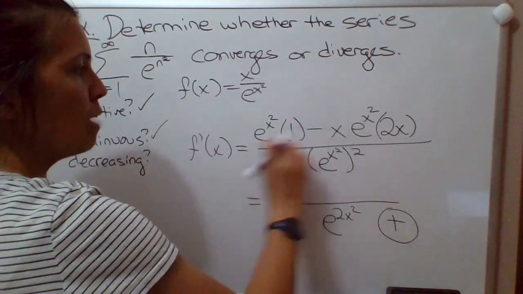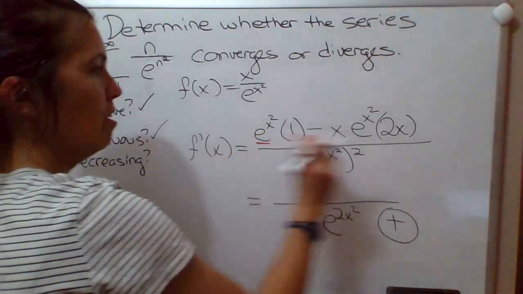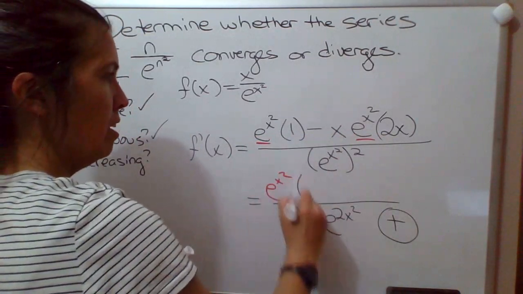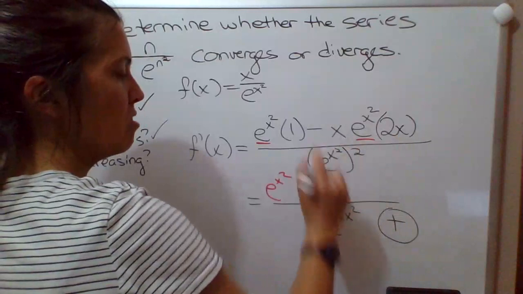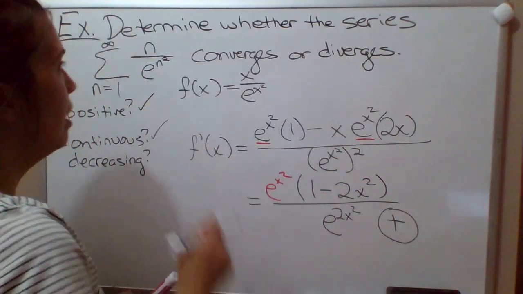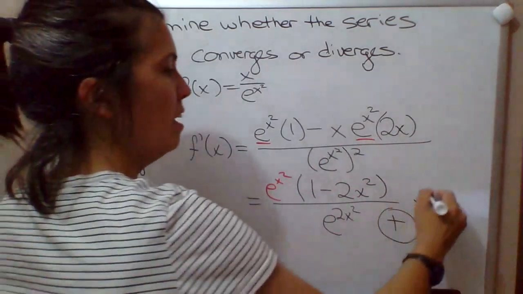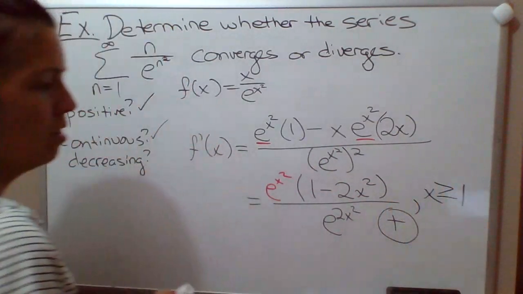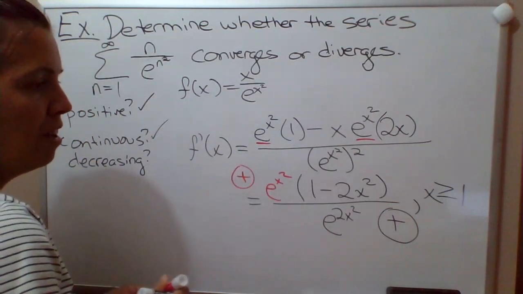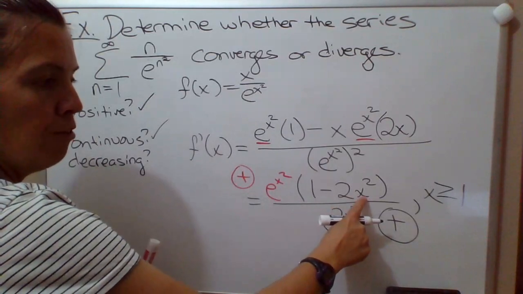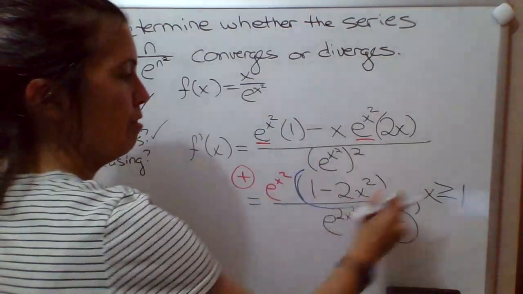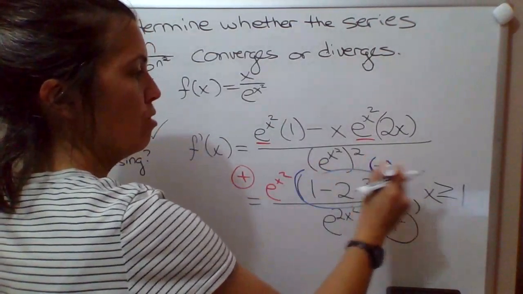Notice that I could factor out e to the x squared. I have a common factor of e to the x squared, so let me factor that out. Then what's left is 1 minus 2x times x, 2x squared. Keeping in mind that this is sum from 1 to infinity, we're thinking x is greater than or equal to 1. So this e to the x squared expression, this is definitely positive. But 1 minus 2x squared for x greater than or equal to 1, this right here will be negative for all of those values of x.